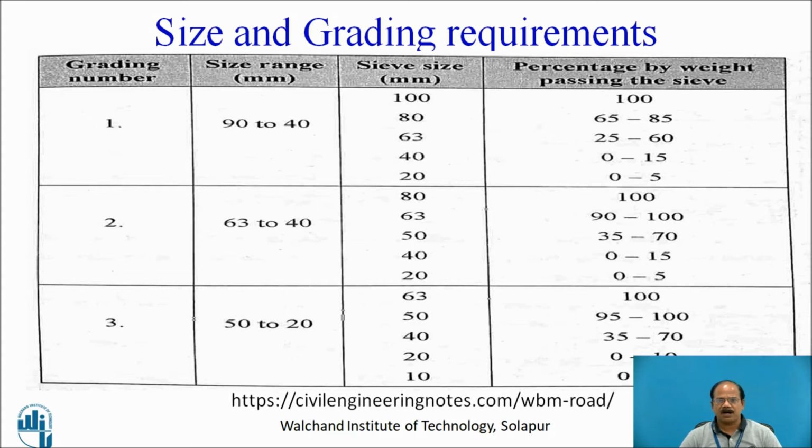Sieve sizes of 100 mm, 80 mm, 63 mm, 40 mm and 20 mm are likely to be used for checking the specifications regarding the size of the aggregates. Percentage by weight passing through these sieves is also given in front of each of the size of the sieve.